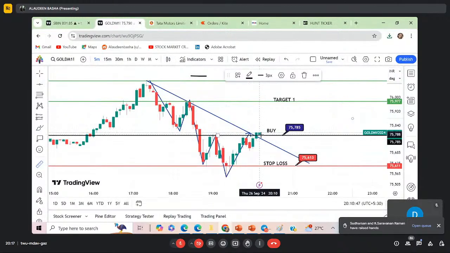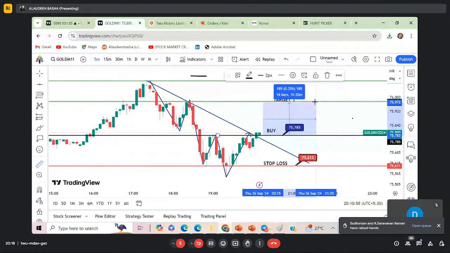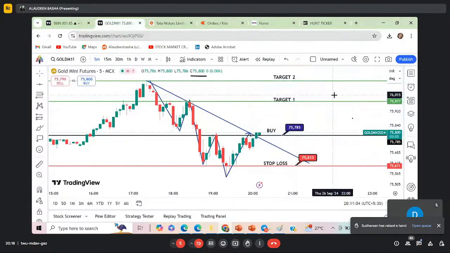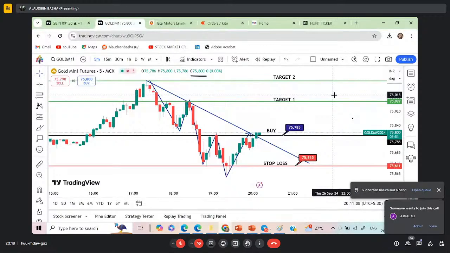So your target will be 0.26% at target 1. At target 2, 0.41%. As a percentage it is 0.41, as points, 311 points. We can just wait and see what will happen in this scenario. We'll move on to our normal class.